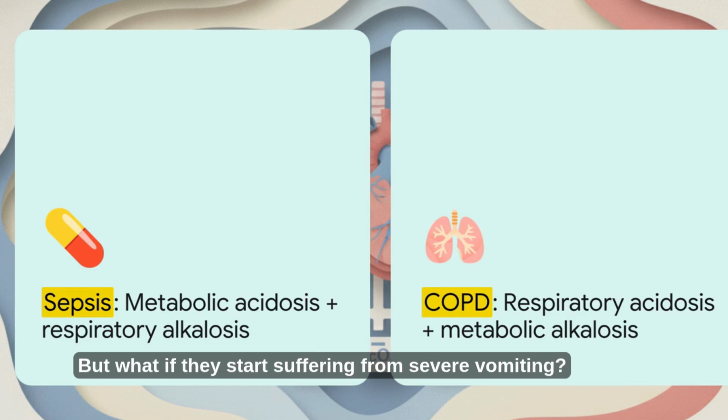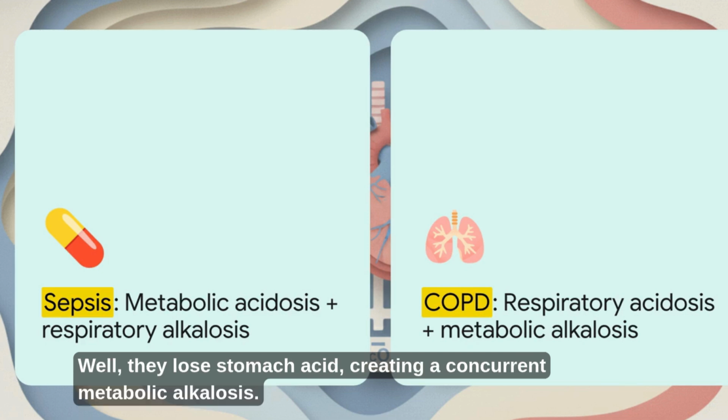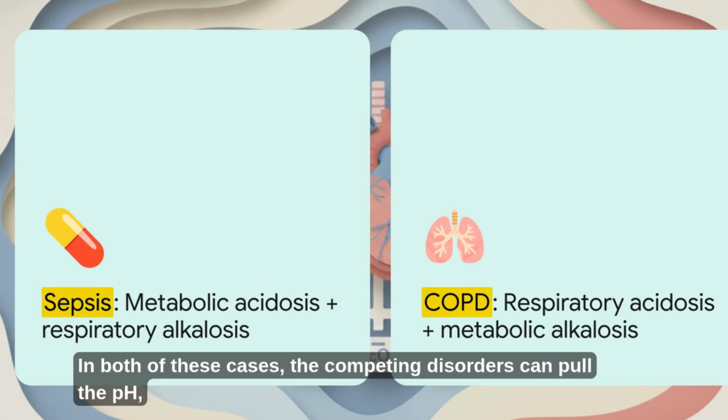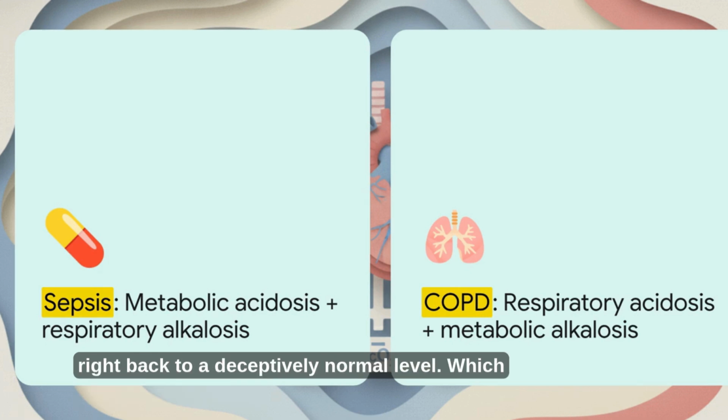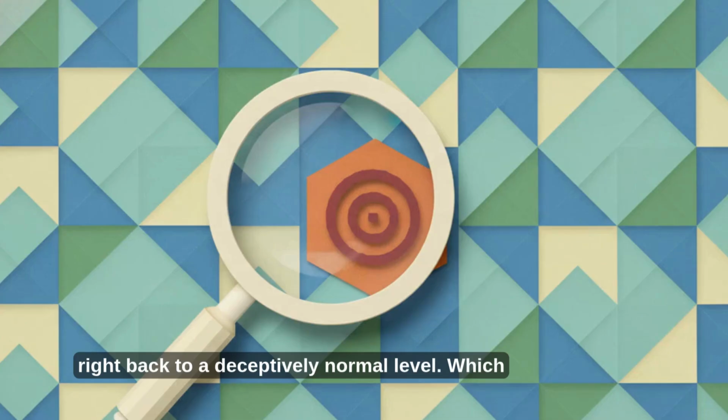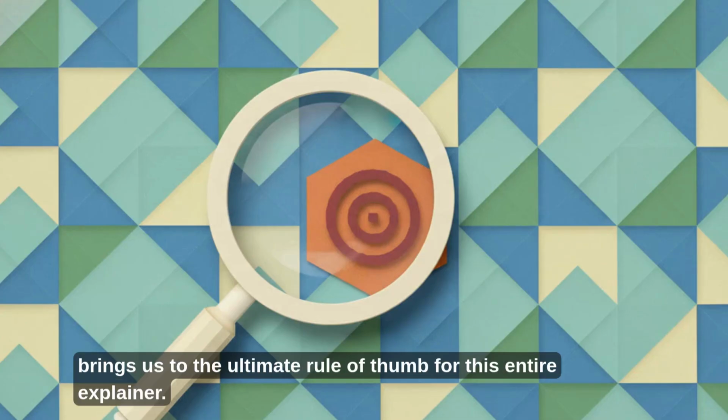But what if they start suffering from severe vomiting? Well, they lose stomach acid, creating a concurrent metabolic alkalosis. In both of these cases, the competing disorders can pull the pH right back to a deceptively normal level. Which brings us to the ultimate rule of thumb for this entire explainer.